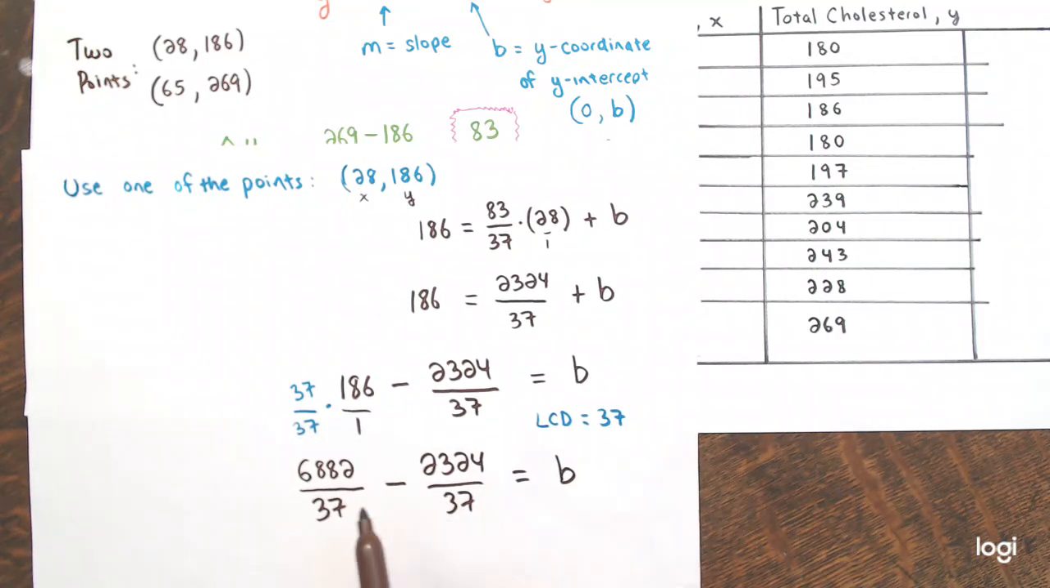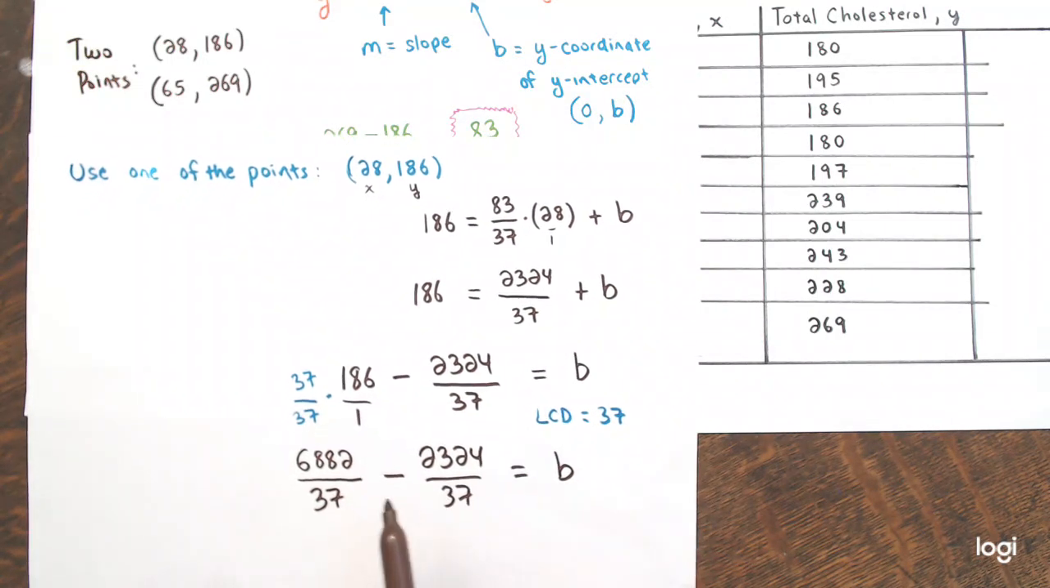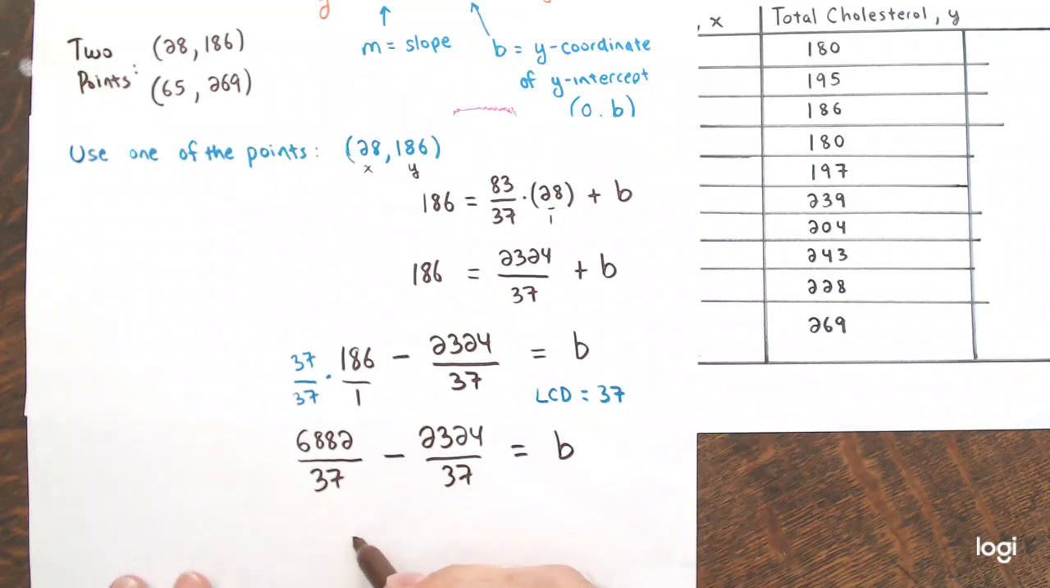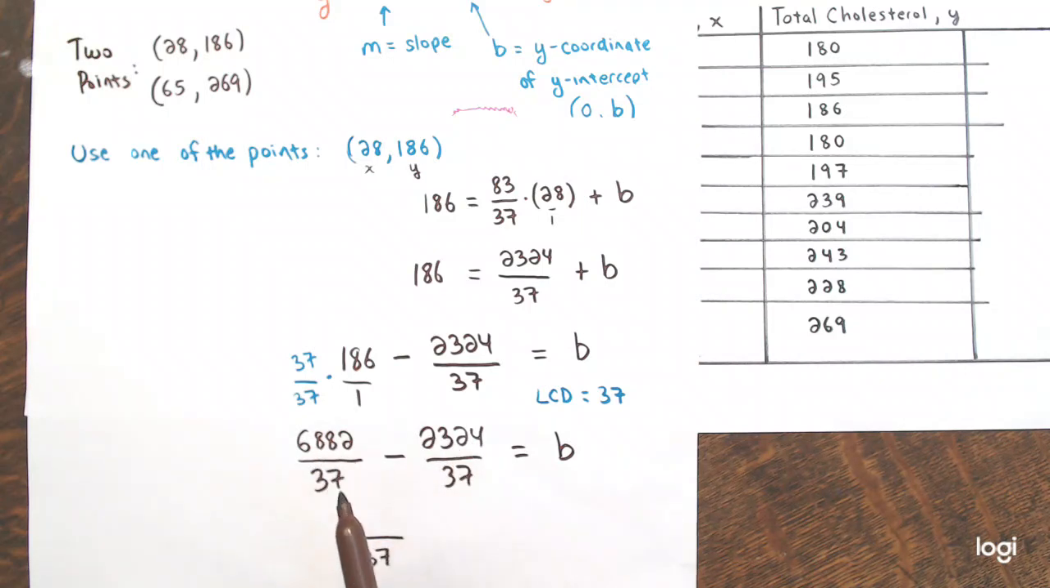And once they have the same denominator, when you add and subtract, that's the denominator of the final fraction. That common denominator does not change. It's the numerators you combine. So I take 6,882 and subtract 2,324, and we're getting 4,558 37ths. That's the value of b.